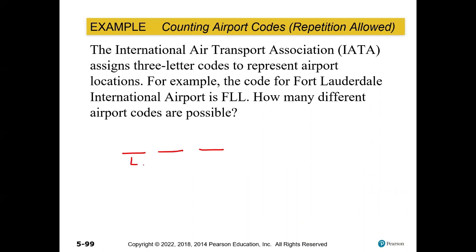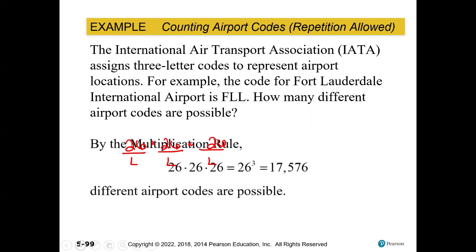So I need a letter in the first spot, a letter in the second spot, and a letter in the third spot. Well, how many letters are in the alphabet? 26. I have 26 choices for the first spot, 26 for the second, and 26 for the third, which if I multiply together, gives me 17,576 different airport codes I could create. Now, we don't have that many airports, but there are that many possibilities.